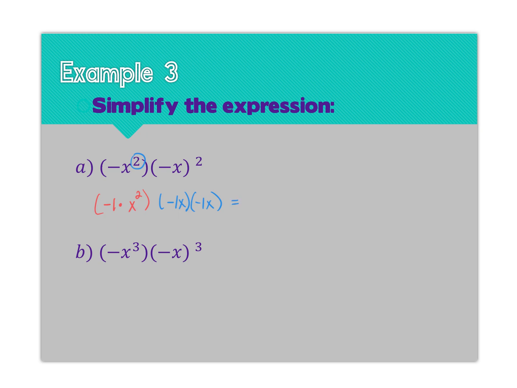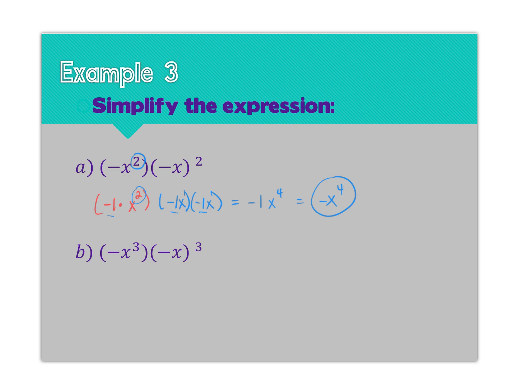So when I go to multiply this now, I know that I'm multiplying negative 1 times negative 1 times negative 1, which is still negative 1, and I've got x to the second power times x to the first times x to the first, which is going to be x to the fourth power. So negative x to the fourth power is going to be my final answer.